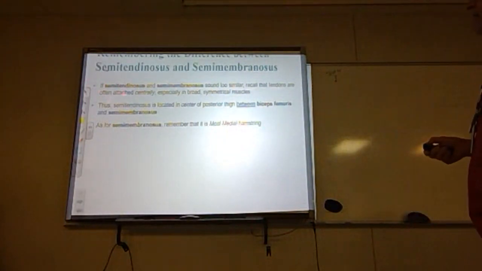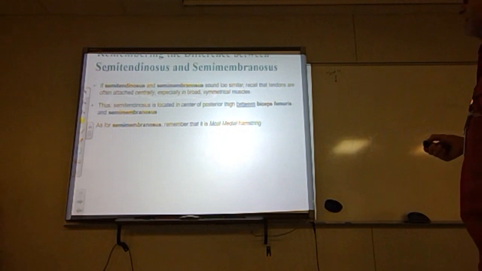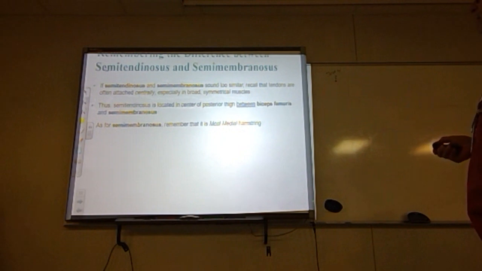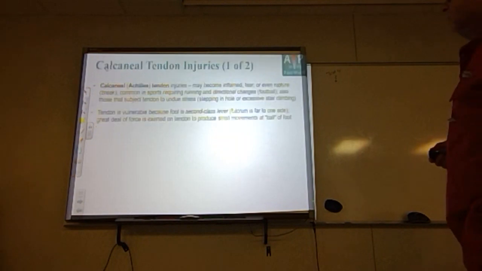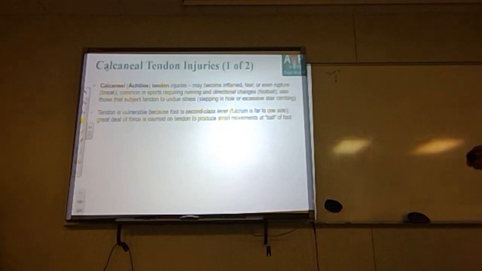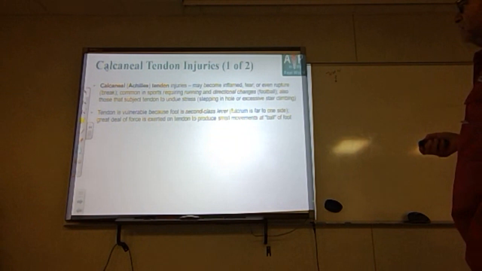Recall the tendons are attached centrally, especially in broad symmetrical muscles. Thus, the semitendinosus is located in the center of the posterior thigh between the biceps femoris and the semimembranosus. As for the semimembranosus, remember that it is the most medial in the hamstring. The calcaneal or Achilles tendon, that is the tendon. Let's see if one of these pictures shows it.